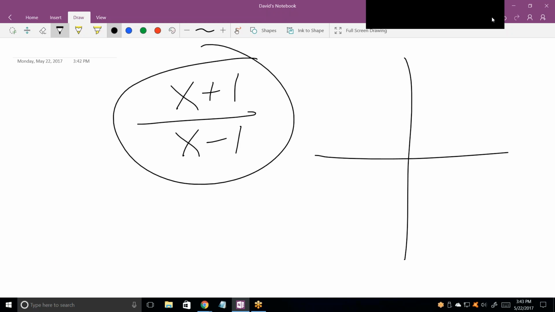It's always the same. Vertical asymptotes are always where the denominator is 0. No, x equals 1. Now, horizontal asymptotes are a little bit tougher. They're based on a number of things. In this particular problem, since the degree of x in the numerator is the same as the degree of x in the denominator, then what's the horizontal asymptote? Y equals 1. Okay.